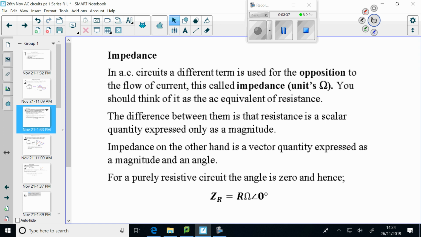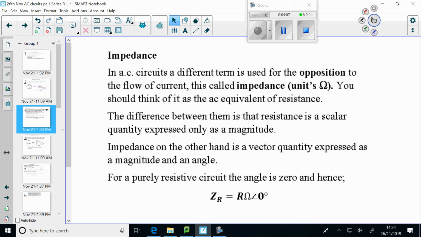Right. However, the difference between those two, between resistance and impedance, is that resistance is what's called a scalar quantity. All it has is magnitude, a size: 10 ohms, 20 ohms, 1000 ohms. Impedance, on the other hand, is a vector quantity. That means it has a magnitude, but also an angle at which it acts. And so it's expressed like this, magnitude over angle.